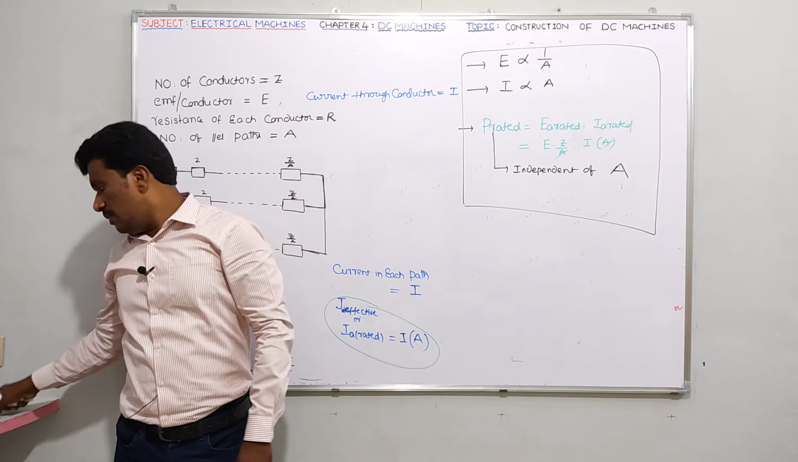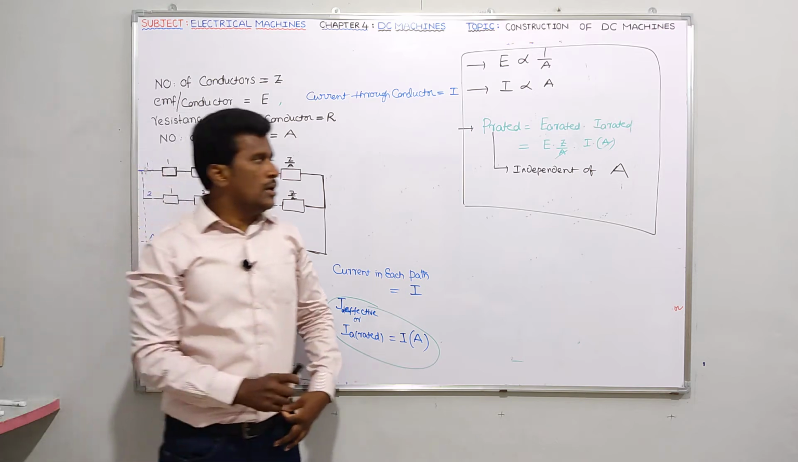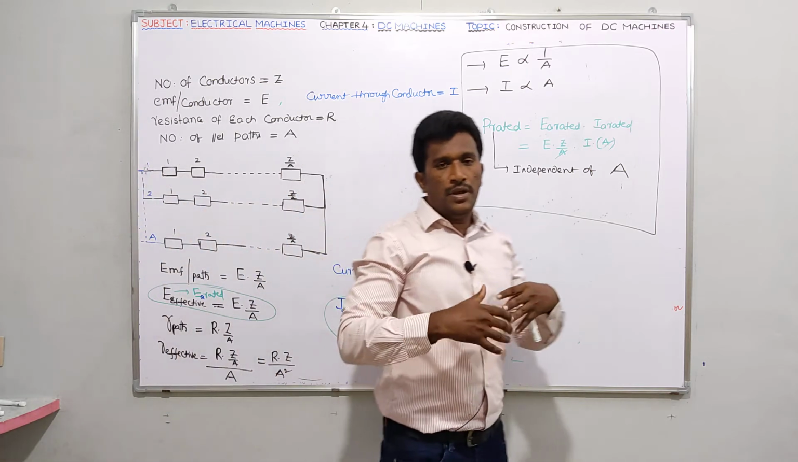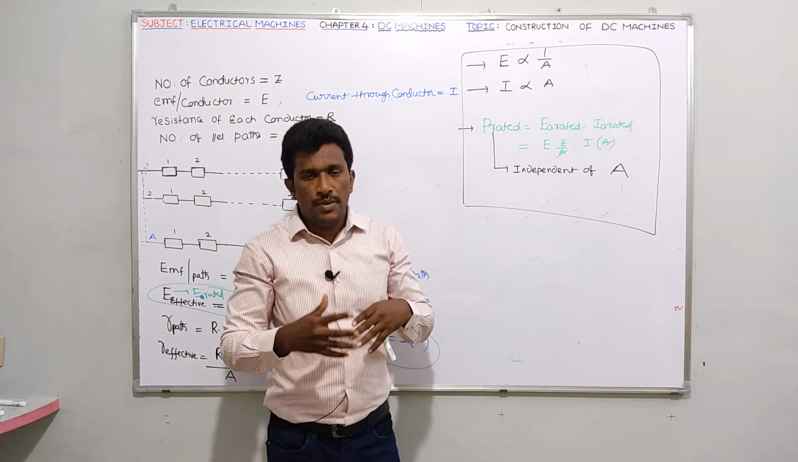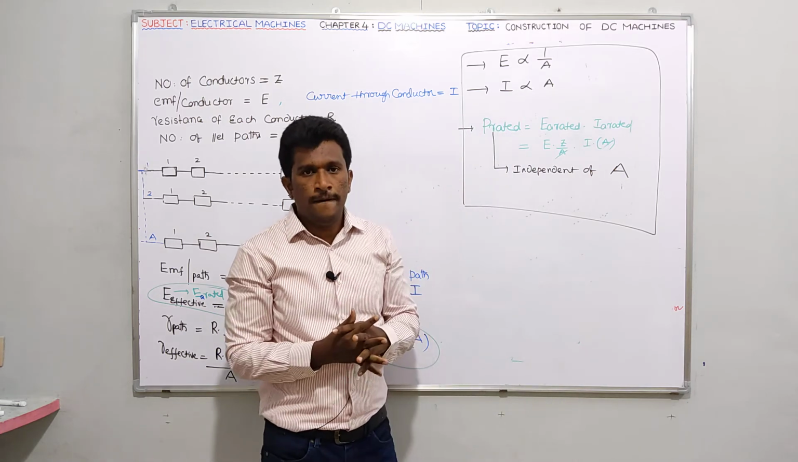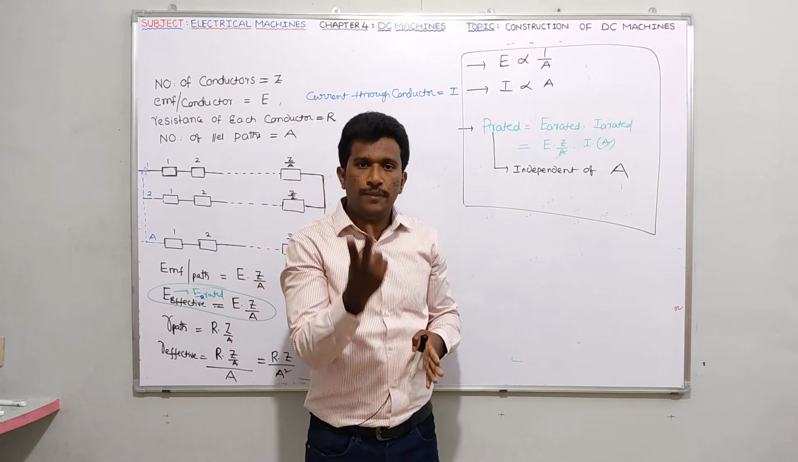Okay, guys, now tell me, where will the number of parallel paths be more? I already discussed this. The number of parallel paths will be more in lap winding, because in wave winding you have only 2 parallel paths.